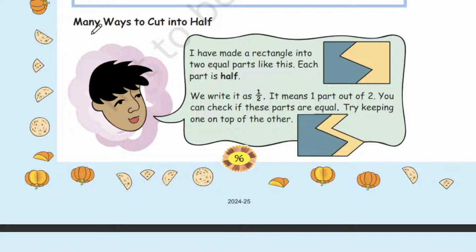Okay, so many ways to cut into half. So there are many ways to cut into half. See this one, I have made a rectangle into equal parts like this. Each part is half. So this one is cut equally using a different shape. We write half, it means one part of two. You can check these equal parts, keep trying.